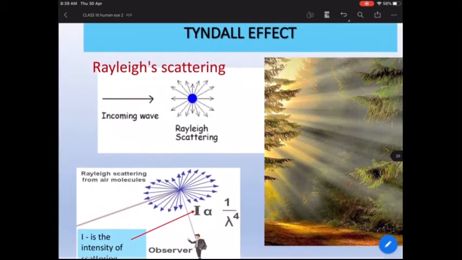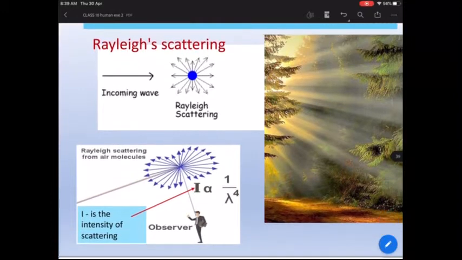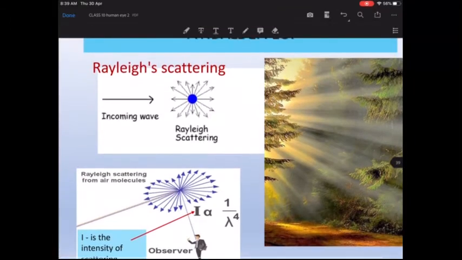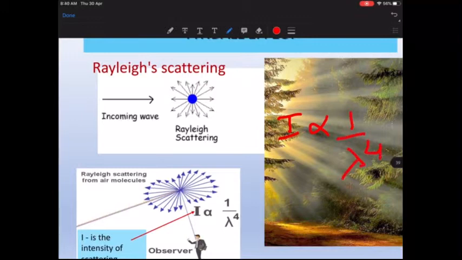Next, I was telling you that you will ask me, okay ma'am, how do we know whether the light is going to scatter more or the light is going to scatter less? How do we know what is the amount of scattering which is going to take place? So to know the amount of scattering, you must understand what is Rayleigh scattering. Rayleigh scattering says that the intensity of scattering of light, which is designated by I, is inversely proportional to the fourth power of the wavelength.